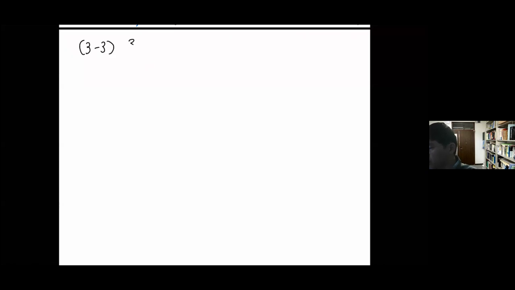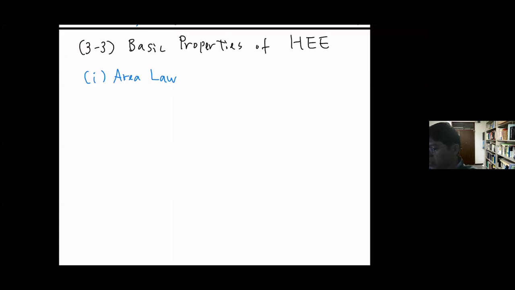Section 3.3: we talk about the basic properties of holographic entanglement entropy, and let me start with the area law. Here we are talking about the leading divergence, which we already discussed a little bit.